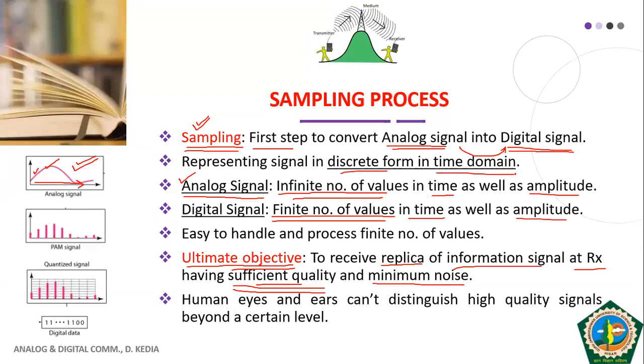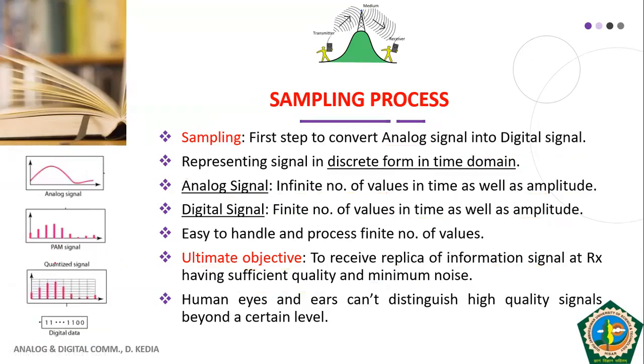Okay, so what we will do in sampling, that we will sample the values at different instances of time, instead of infinite instances of time. Okay, so this is what sampling gives us. I hope all of you have been able to understand this main concept of the sampling process. Next.